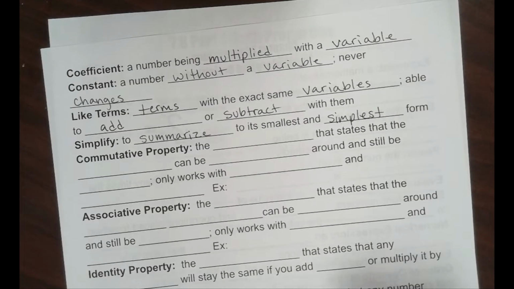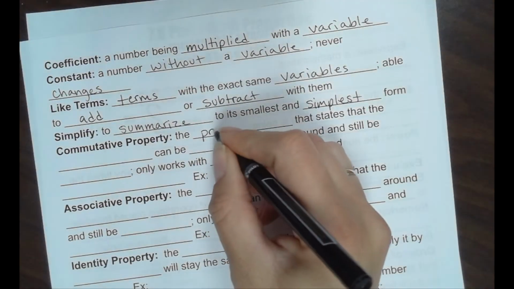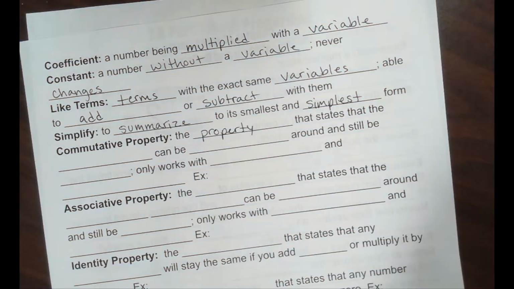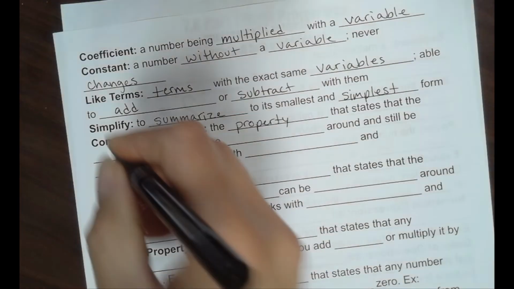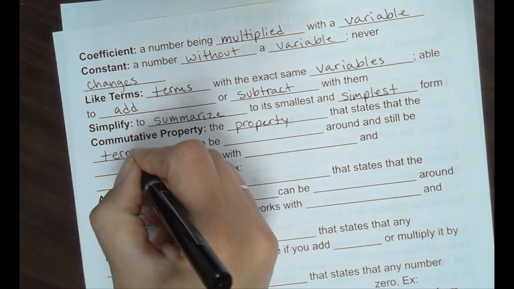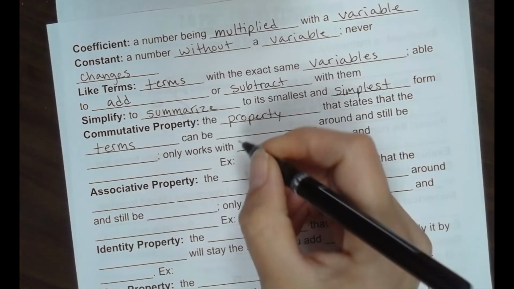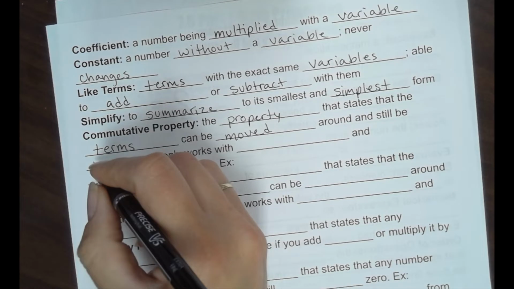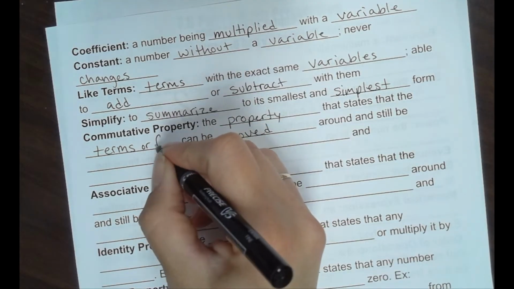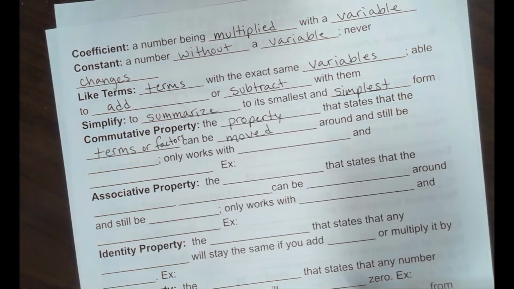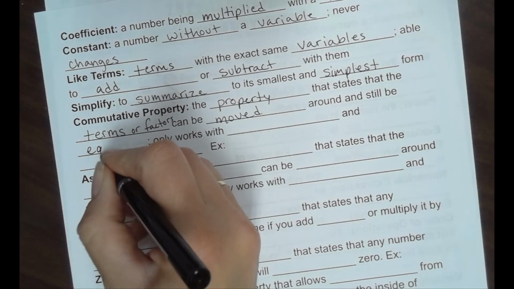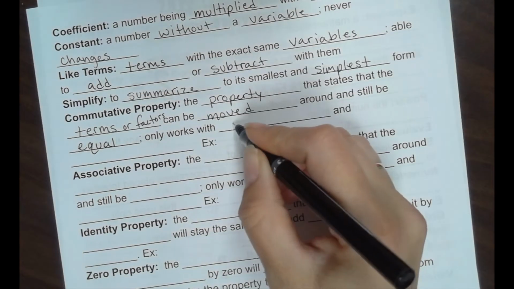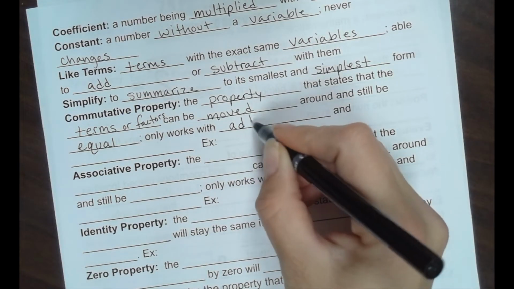Alright, the commutative property is the property that states that the terms can be moved around and still be terms or factors. Let's write that: terms, meaning they can be added, or factors, meaning they can be multiplied, can be moved around and still be equal. It only works with addition and multiplication.